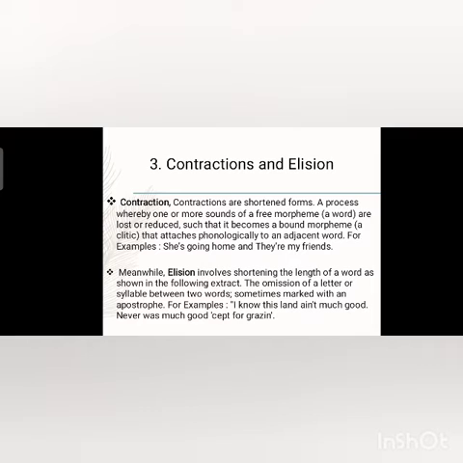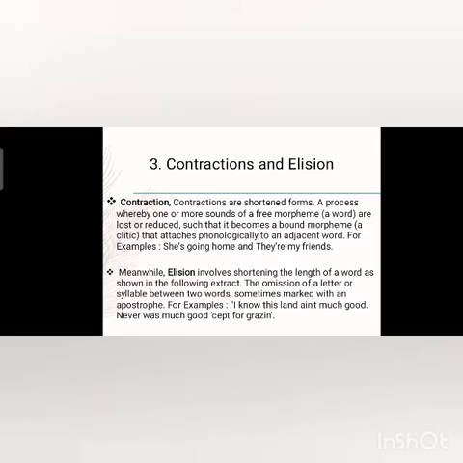Third, contraction and elision. Contractions are shortened forms, a process whereby one or more sounds of a free morpheme, a word, are lost or reduced, such that it becomes a bound morpheme that attaches phonologically to an adjacent word. For example, she's going home and they're my friends.